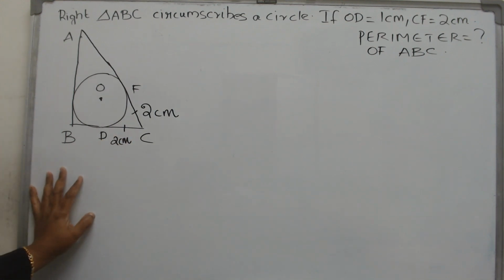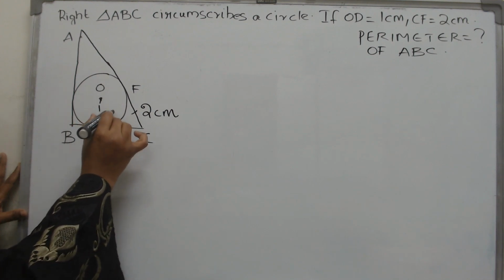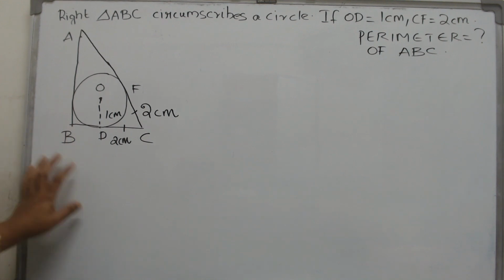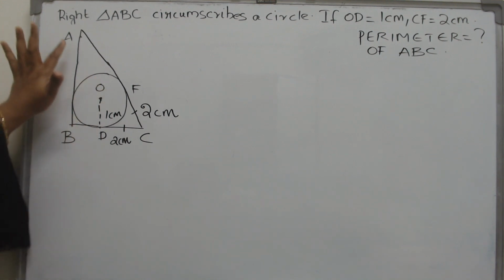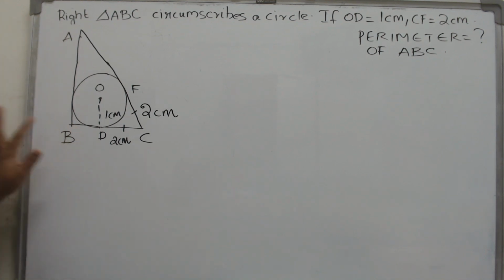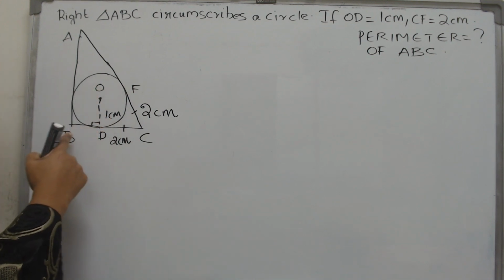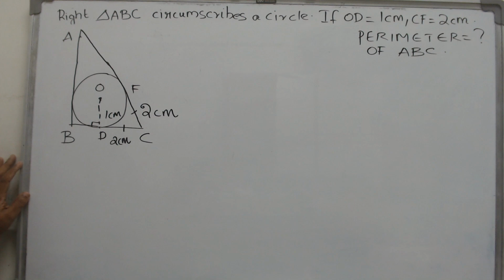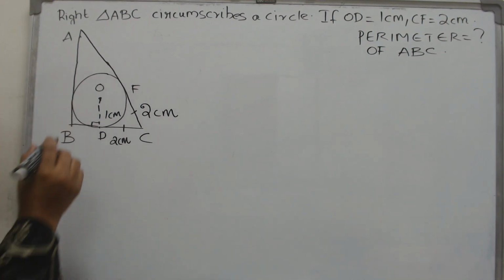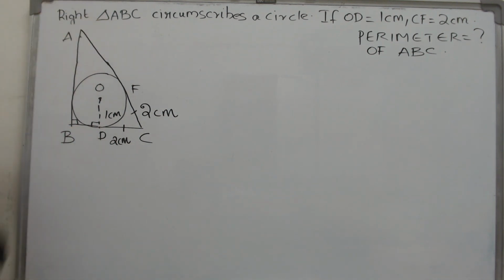Now what else is given? OD is 1 centimeter. Now what is OD? It is the radius. Again, what did we say? Each one of these lines acts as a tangent. So at the point of contact, radius and the tangent are perpendicular to one another, which means you have a 90 degrees here. We already have a 90 degrees here. It is given. It is a right angle triangle.